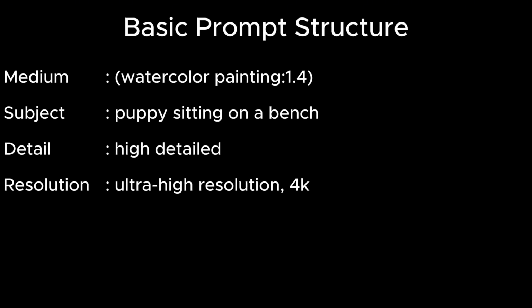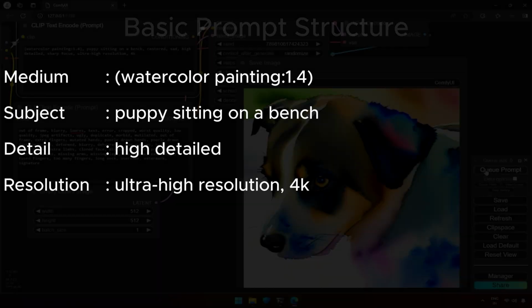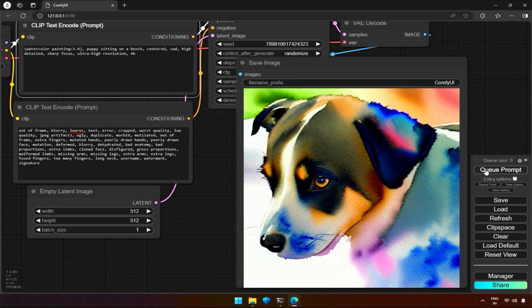With an understanding of the fundamental prompt structure, let's look at some concrete examples that combine these modifiers to see how they work together. Here, I have added a medium, watercolor, and increased its weight to 1.4 to emphasize its importance. The main subject of the image is puppy sitting on a bench, a highly detailed image expected to be like 4K images. The image generated by using this prompt shows that the watercolor medium clearly worked. However, the subject, a puppy sitting on a bench, did not work.